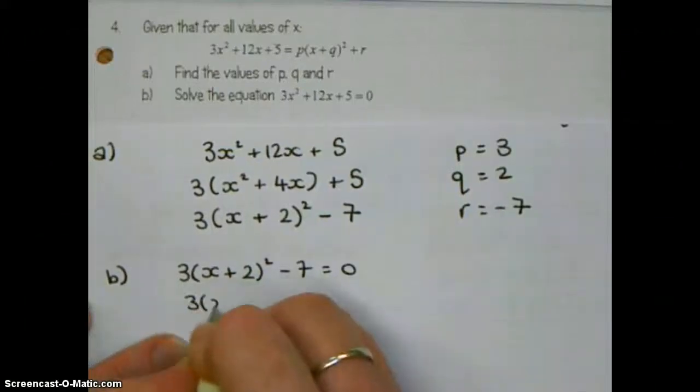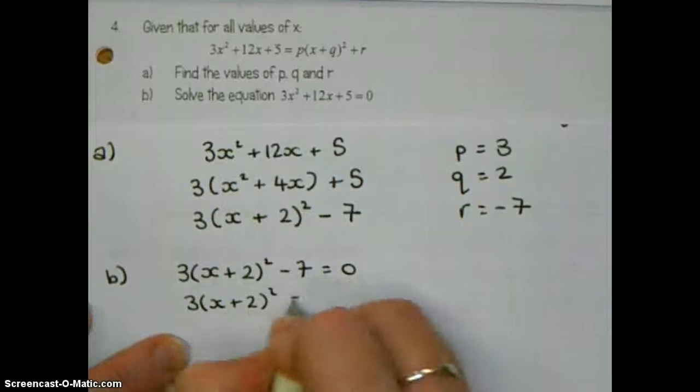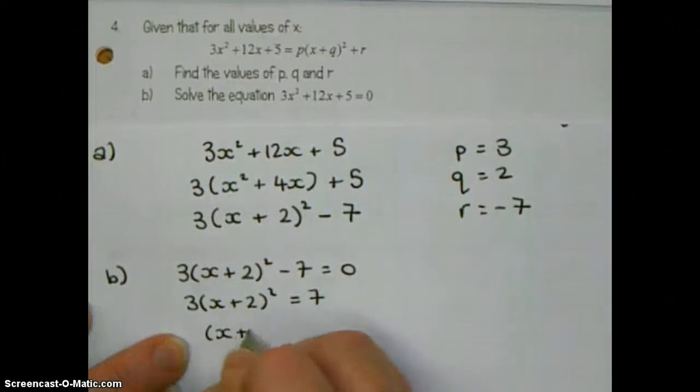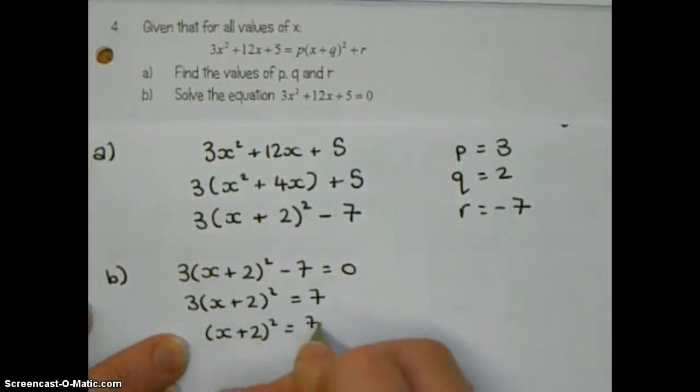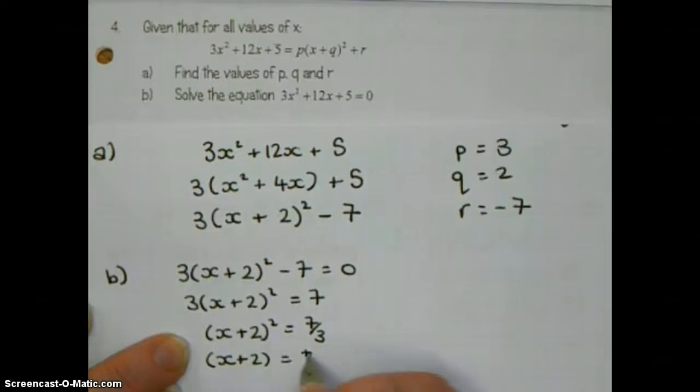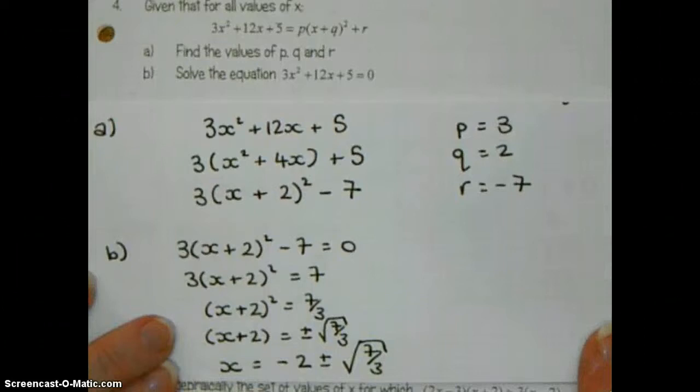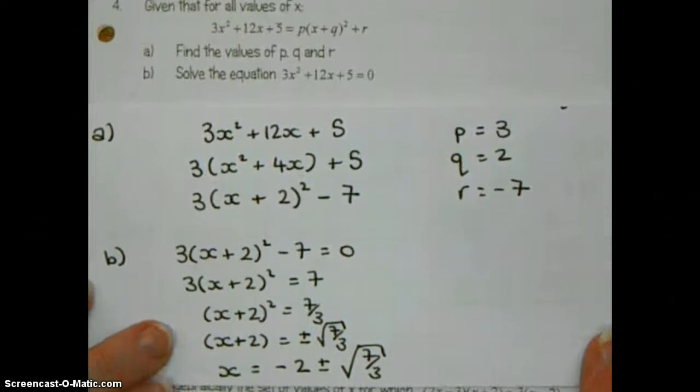So I can add 7 to each side, then divide each side by 3, then take the square root of each side, and then minus 2 from each side. So the answer to that one is minus 2 plus or minus root 7 over 3.